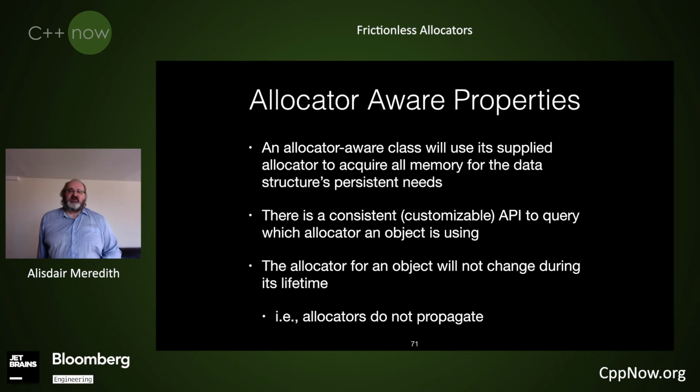So properties of an allocator aware type. An allocator aware type will, oddly enough, use its applied allocator to acquire all the memory it is going to need for persistent dynamic storage. There's going to be a consistent customizable API to say which allocator you're using. I'm going to propose essentially that we're going to have like an allocator of function, say a hidden friend, that can just say, what's the allocator of this type? And with a scoped allocator model, not propagating, nailed down, building that into this language facility that we will propose, the allocator will not change during its lifetime.